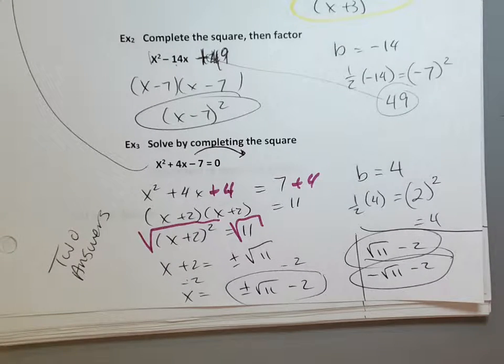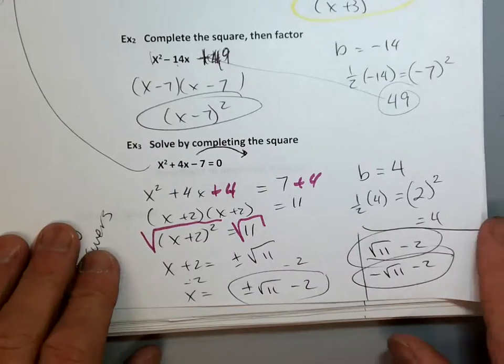So on a test, if you were to put a decimal, would it be marked wrong? It depends on the question. If I say in radical form, you'd have to have a square root, right? If I said round to the nearest hundredth, then a decimal. Good question. Okay, turn the page.